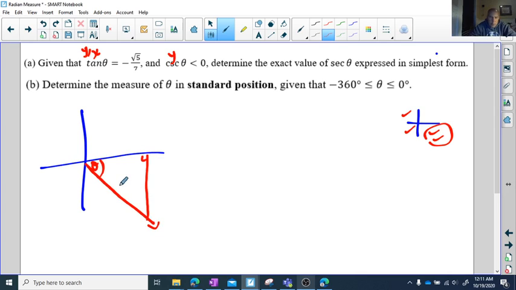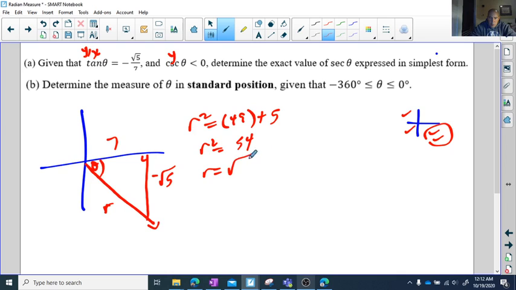Little angle in the corner is our reference angle. Now, the two sides we're given here, if it's tangent, would be the y and the x, which is here. These are positive. These are negative, hence the reason tan was negative. I need to find the r value. Use Pythagoras Theorem. So r squared is 7 squared, 49, plus the square root of 5 squared, which is 5. So r squared is 54. The radius would be the square root of 54.